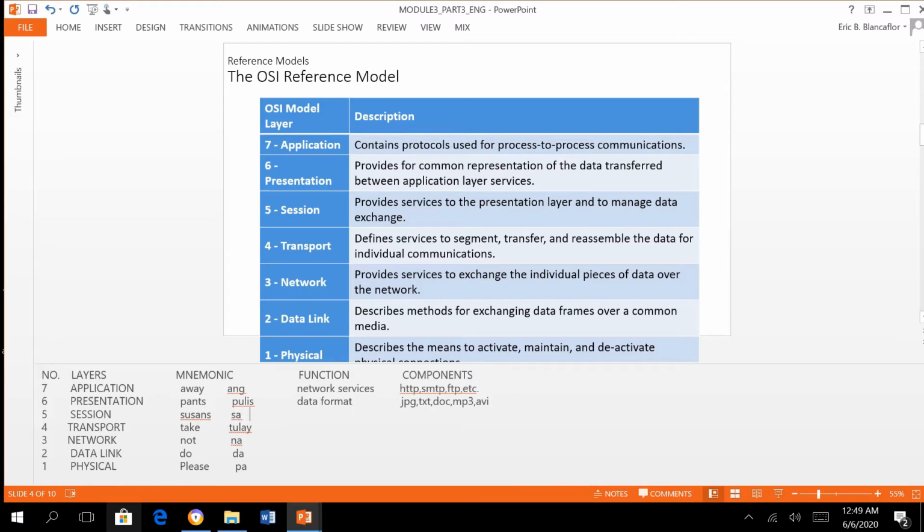In the session layer, what it does is manage the session. For example, the interaction of the client with the server, or of the client with the database server. These fall under the session layer. In terms of network components, there are none. Most of the network components fall under transport going down.